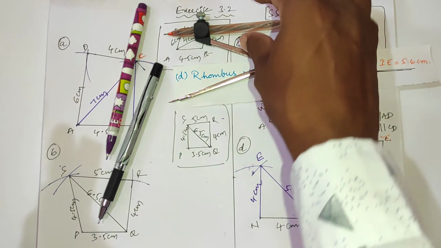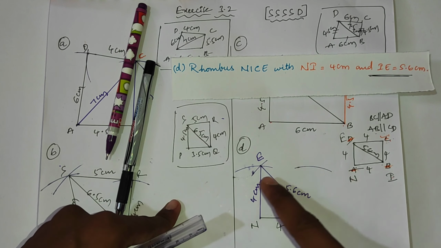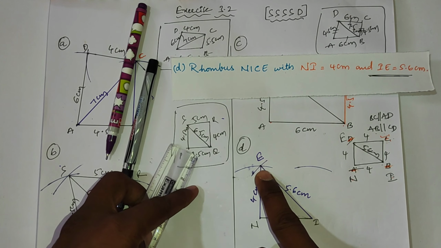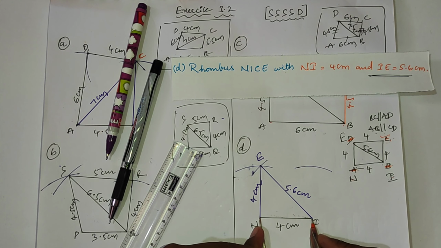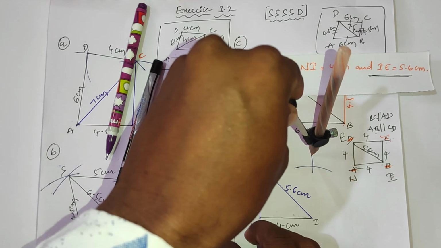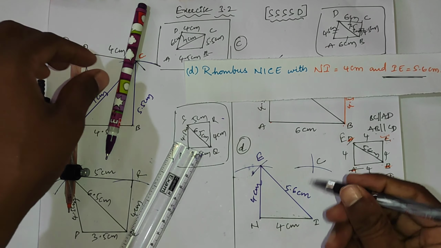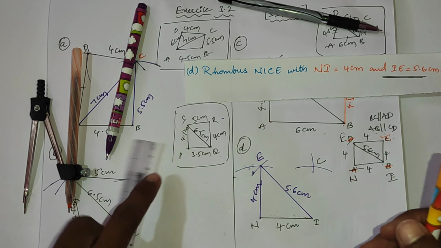Okay. Now what do we have to get? We have to get C. Now taking E as a center, I am cutting this arc. So the measure is what again? 4 centimeters only, right? So taking E as a center, I am cutting this arc. So we got the intersecting point, naming it as C. So NICE is the required rhombus.